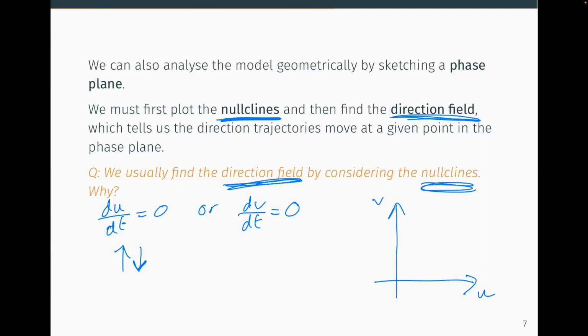I don't know what that nullcline might look like. Maybe it looks like this. This curve could be a straight line. But I know that whatever point I am along that nullcline, no matter where I am, I can only be moving up or down. So say I move up like this.